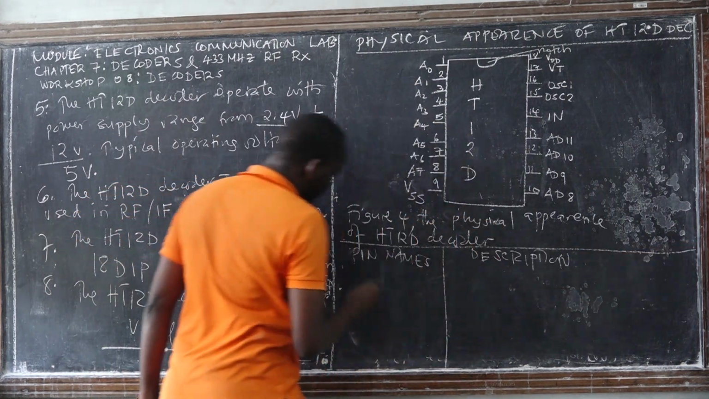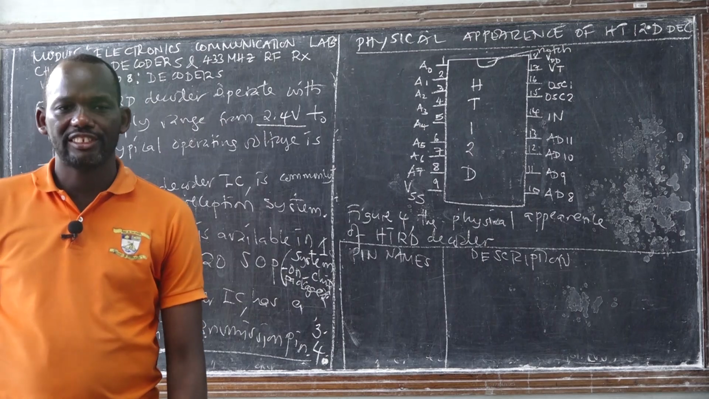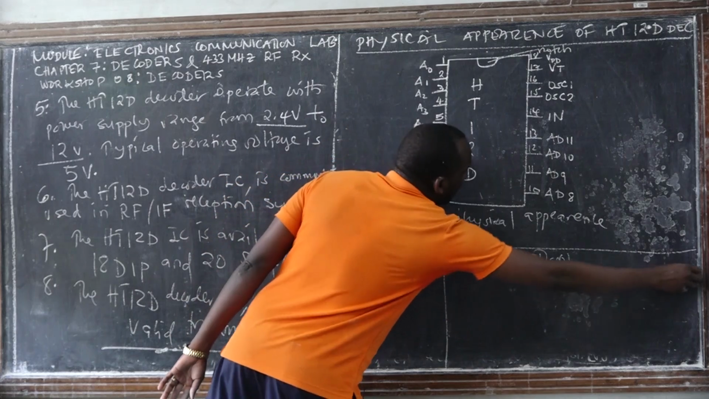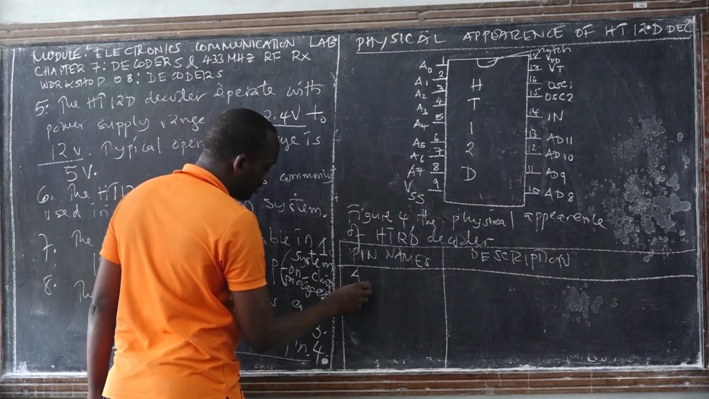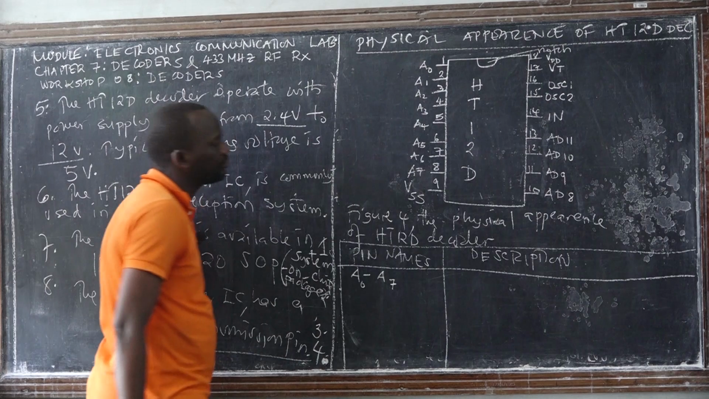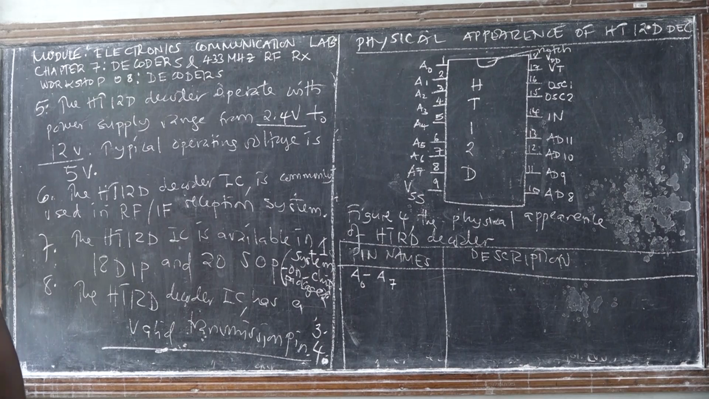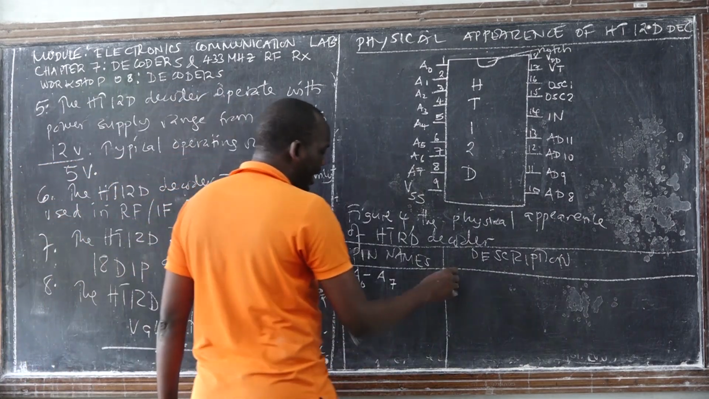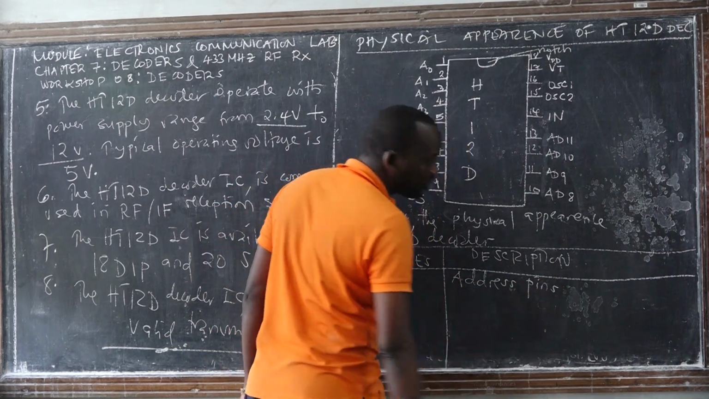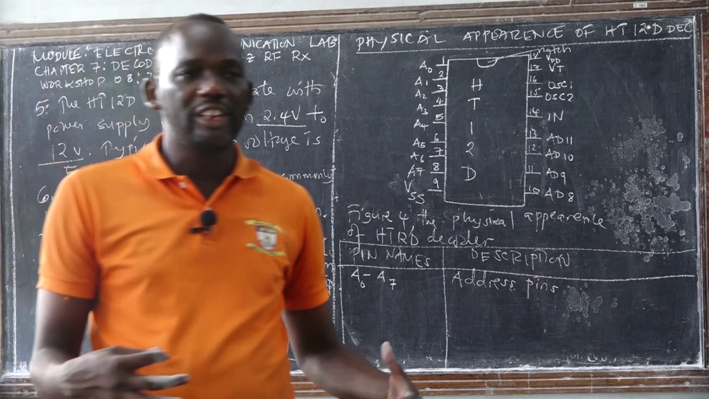So the short descriptions of those 18 pins of the Ht12D decoder are just like this. The pins A0 to A7, we call them address pins. Say address pins.